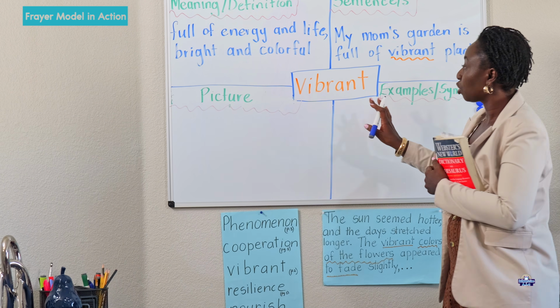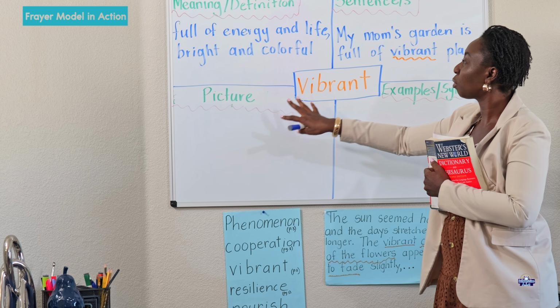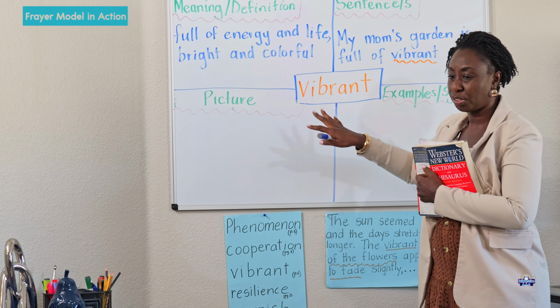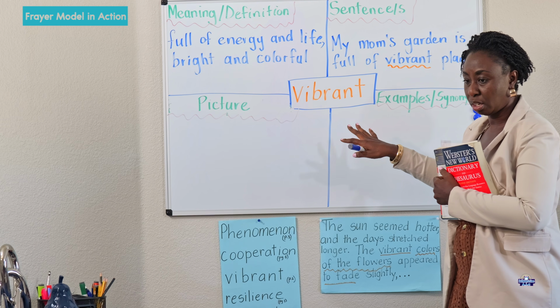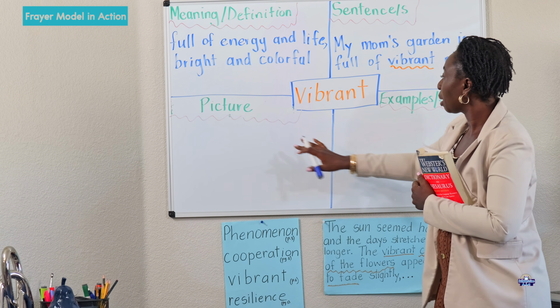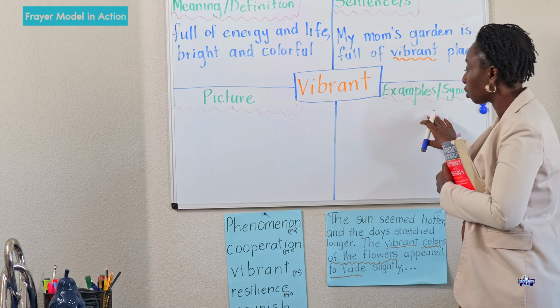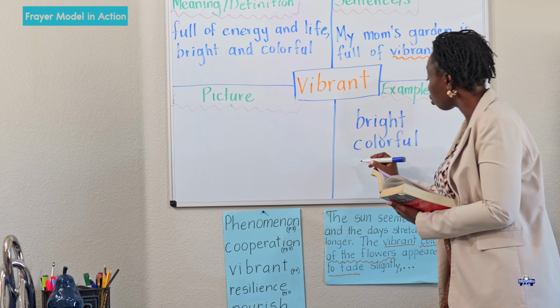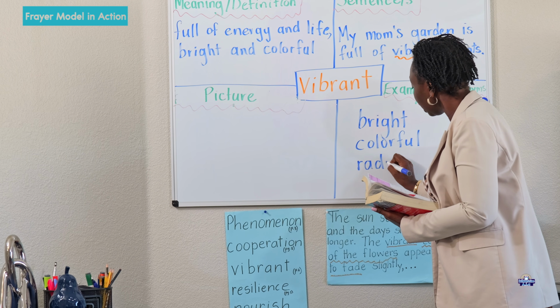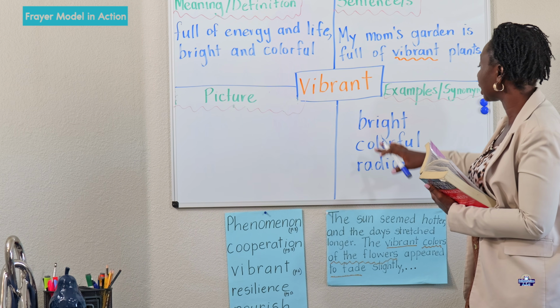Now remember, I told you that we could also have antonyms, but I want us to focus on pictures for this one, okay? Yeah. Okay, Mikhail? Yes. All right, so before I go to my picture, I'm going to look at words that are similar or examples. Full of life or radiant. Radiant. All right, so those are my synonyms or examples.